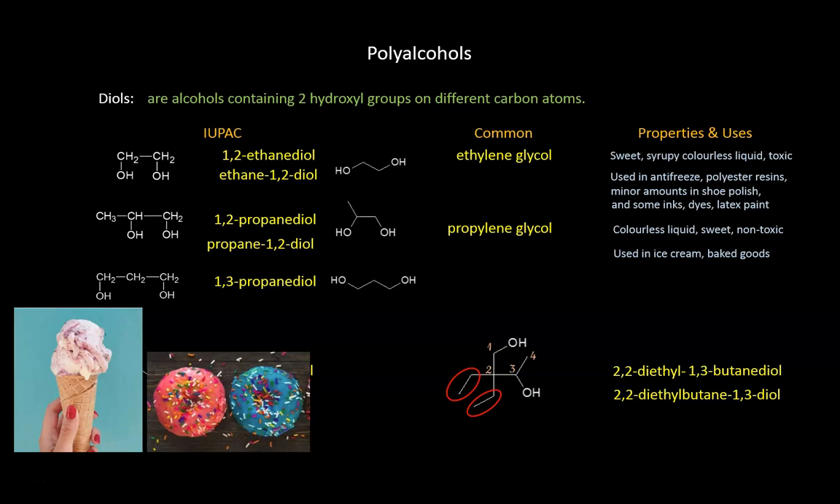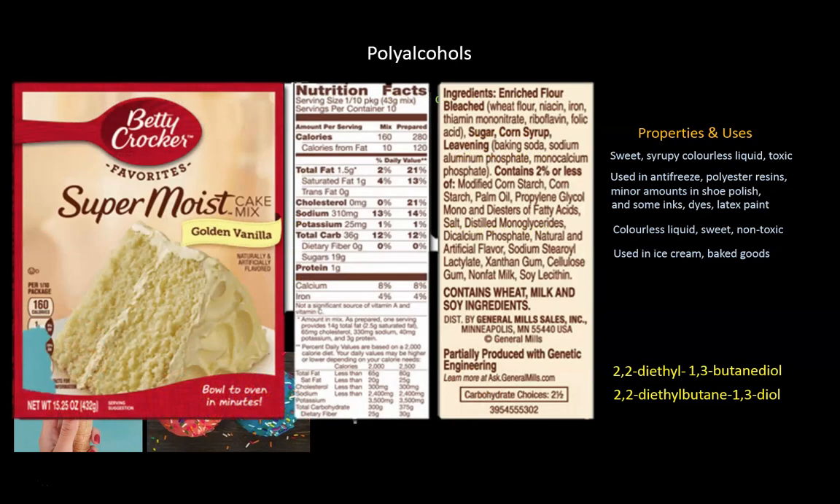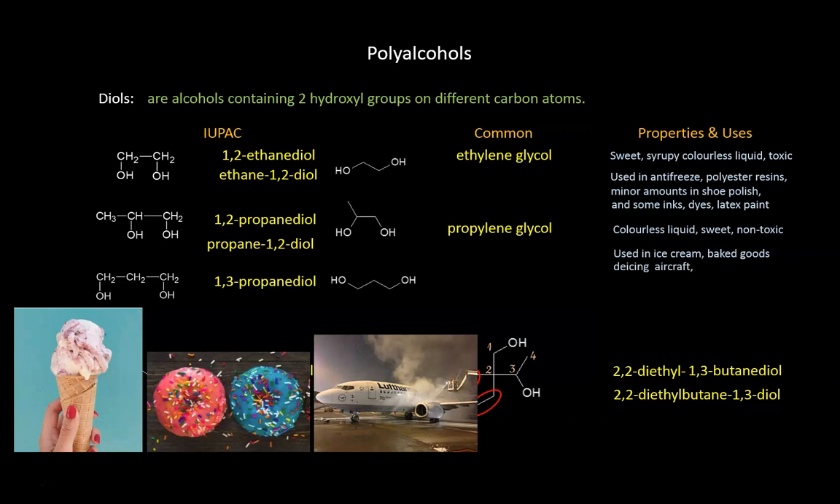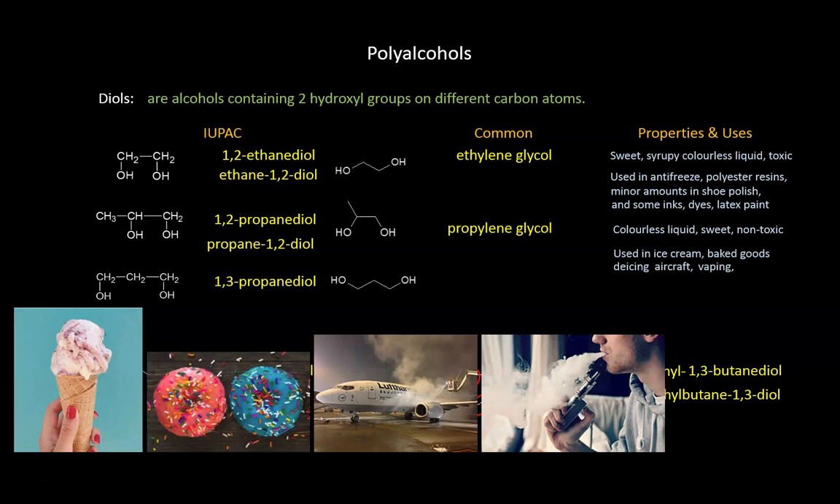Because it's non-toxic, it's also found in packaged foods, soft drinks, food coloring, bread, cake mixes. You get the idea. Here is a cake mix showing all the ingredients, and so many of them. Here is propylene glycol. It is a component also in the de-icing of aircraft, in vaping. It carries the nicotine and flavors, in fog or smoke machines.